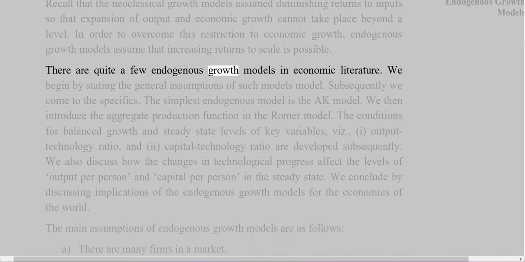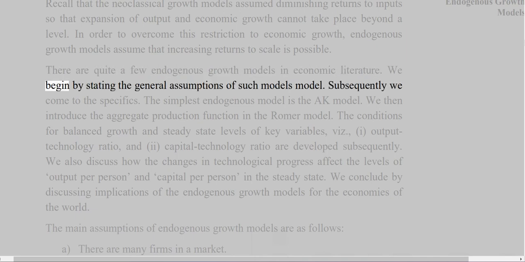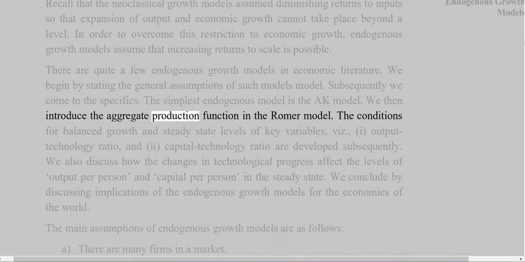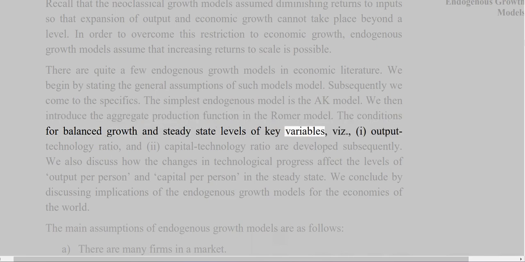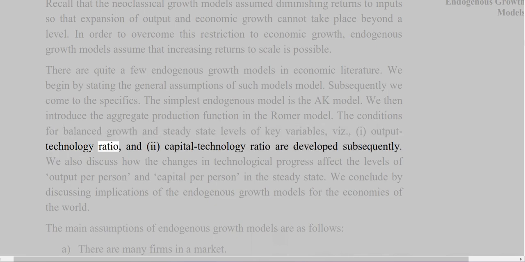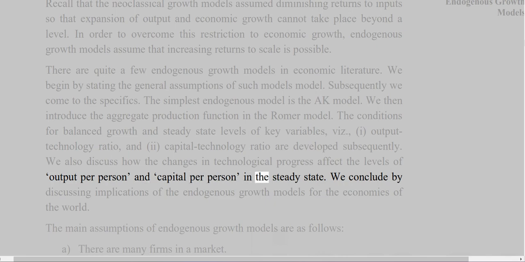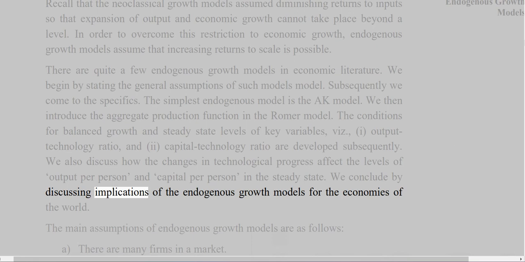There are quite a few endogenous growth models in economic literature. We begin by stating the general assumptions of such models. Subsequently, we come to the specifics. The simplest endogenous model is the AK model. We then introduce the aggregate production function in the Romer model. The conditions for balanced growth and steady state levels of key variables, viz., 1. output technology ratio, and 2. capital technology ratio, are developed subsequently. We also discuss how the changes in technological progress affect the levels of output per person and capital per person in the steady state. We conclude by discussing implications of the endogenous growth models for the economies of the world.